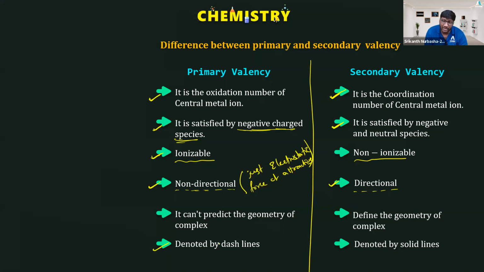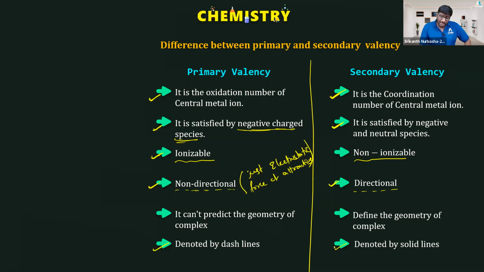Why are they denoted by dashed lines? Because of the electrostatic force of attraction: if you have a positive charge ion here, the negative charge can be somewhere here, and we have electrostatic force of attraction anywhere. The positive and negative charges can be anywhere, and they have some electrostatic force of attraction. That's what you have studied in electrostatics. So they are denoted by dashed lines. There is no overlapping here.